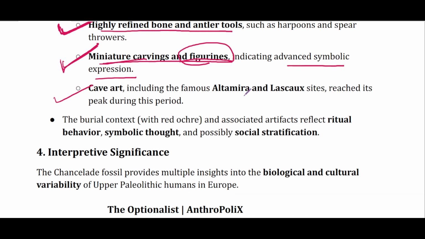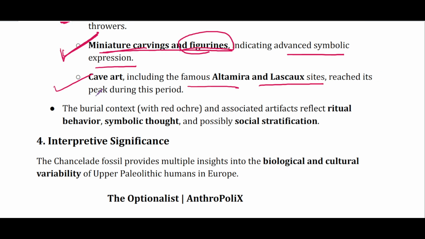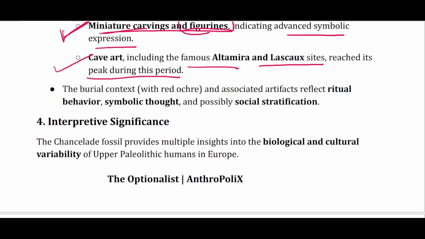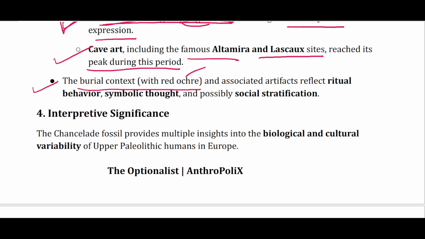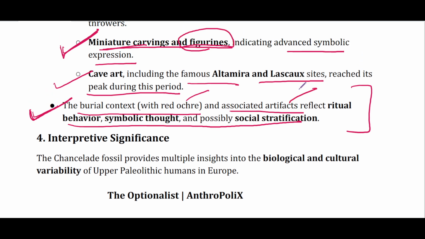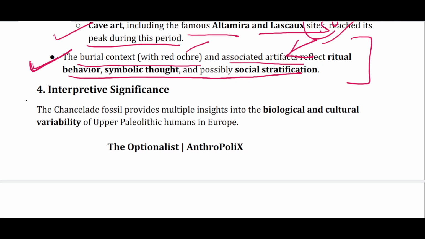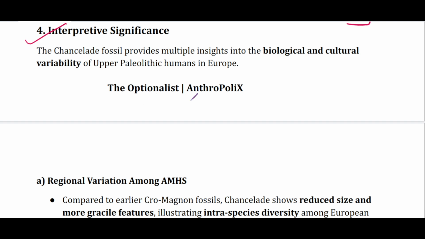Where cave art includes famous Altamira and Lascaux, which reached its peak during this period. Then the burial with red ochre, a pigment, and burial with other artifacts all suggest ritual behavior, symbolic thought, and social stratification. In short, all of them, they are sign of growing society, growing social role, growing culture. Now the significance.